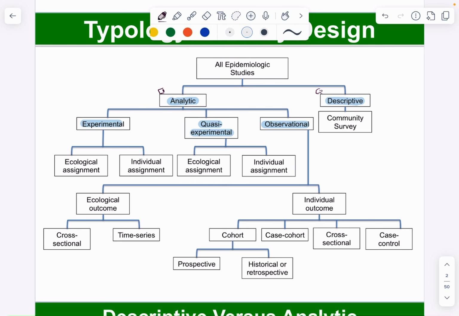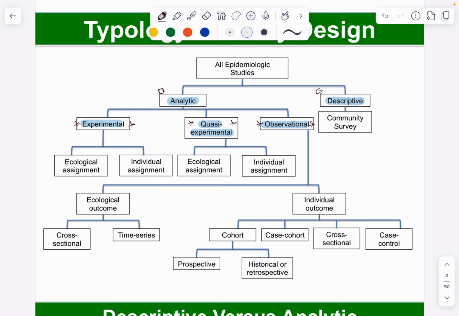Individual studies are those where one unit is one person, and ecological means when we take a group as one unit, the whole group. So here again, the different types of studies. We are interested basically in experimental, quasi-experimental, and then we will discuss the types of observational. So first of all, descriptive and analytical.